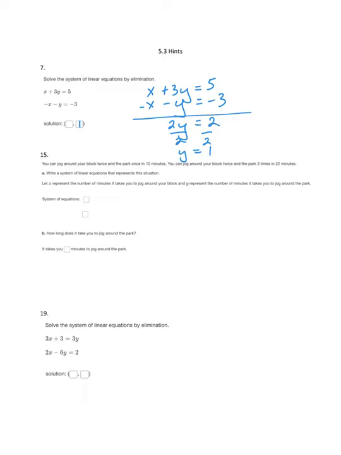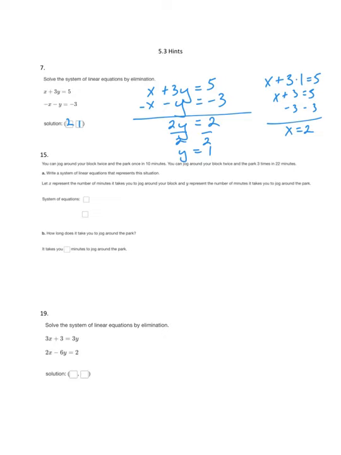And then I can solve for x by putting my y equals 1 into either of my equations. So I have x plus, instead of 3 times y, I'll write 3 times 1 equals 5. x plus 3 equals 5. Subtract 3 from both sides and we get x equals 2. So my solution here is (2, 1). So you have a few like that where you just need to either add or subtract one of the equations from the other equation.